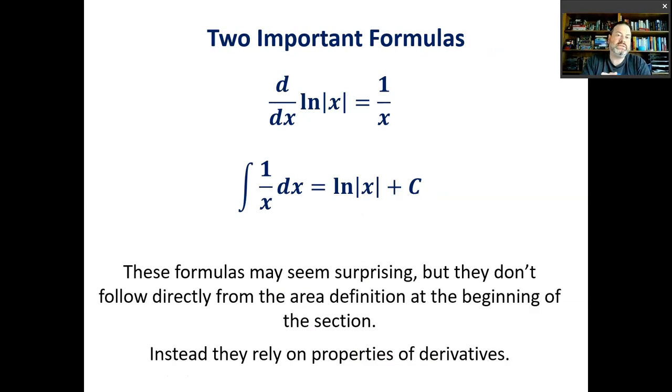Okay, next up, this is a slight variation on what we just did. I'm claiming that the derivative of natural log of absolute value of x is 1 over x. We've already seen that the derivative of natural log of x is 1 over x. Here I'm saying the same for the absolute value of x. That also means that the integral of 1 over x is natural log of absolute value of x. So before we go any further, let me point out why this is important.